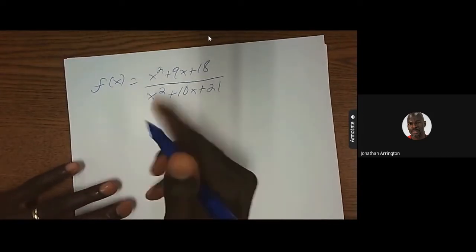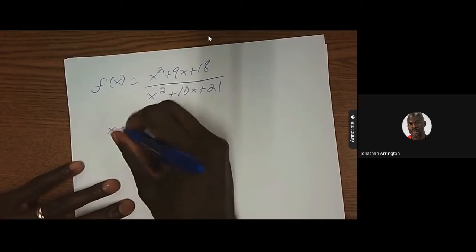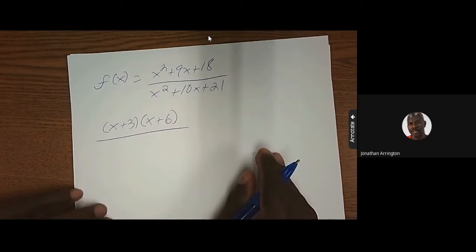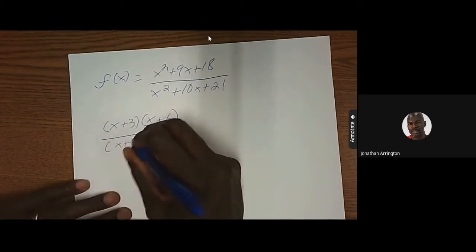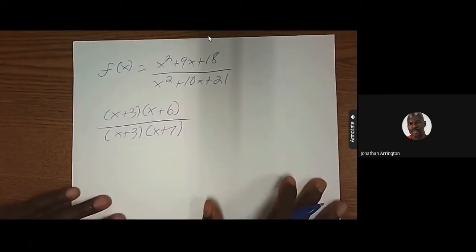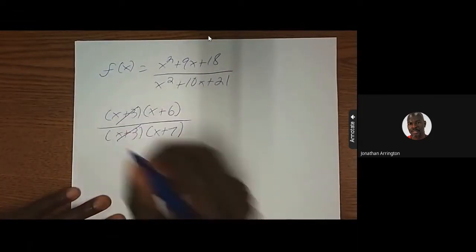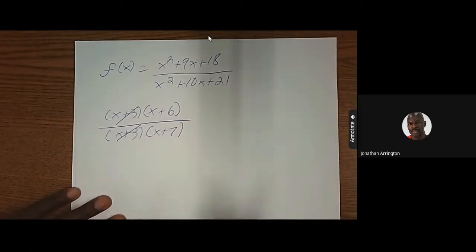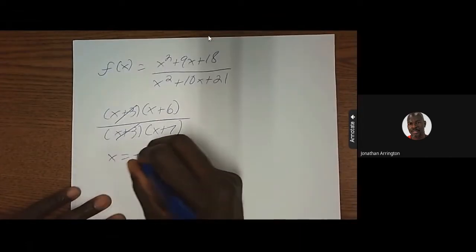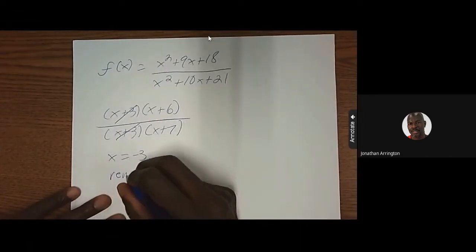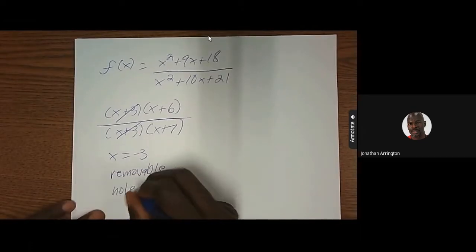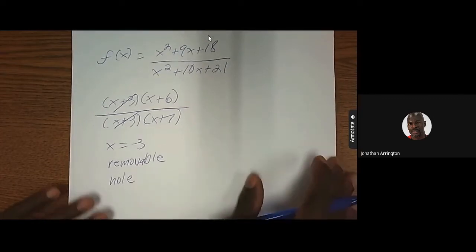So I'm going to factor my numerator as x plus 3 times x plus 6. I'm going to factor my denominator as x plus 3 times x plus 7. And then I'm going to see what I can cancel. Well, obviously I can cancel x plus 3. So the value of x that makes that factor 0, which will be -3, is the removable discontinuity, or also called the hole, and also in some areas called the point discontinuity.